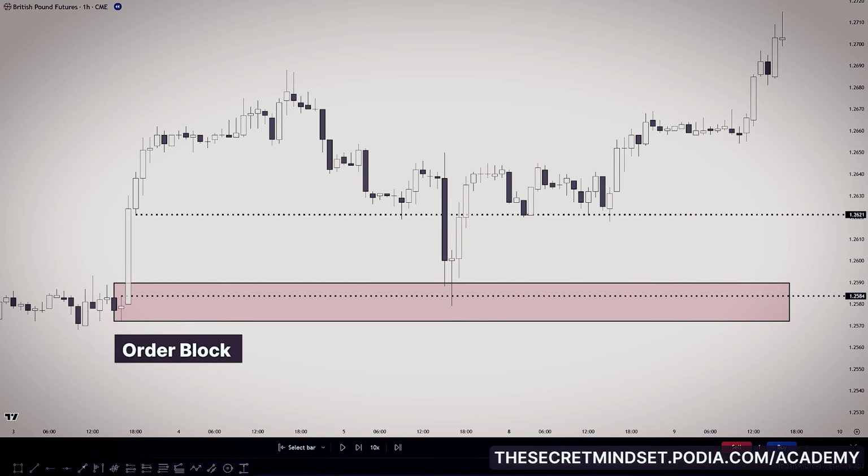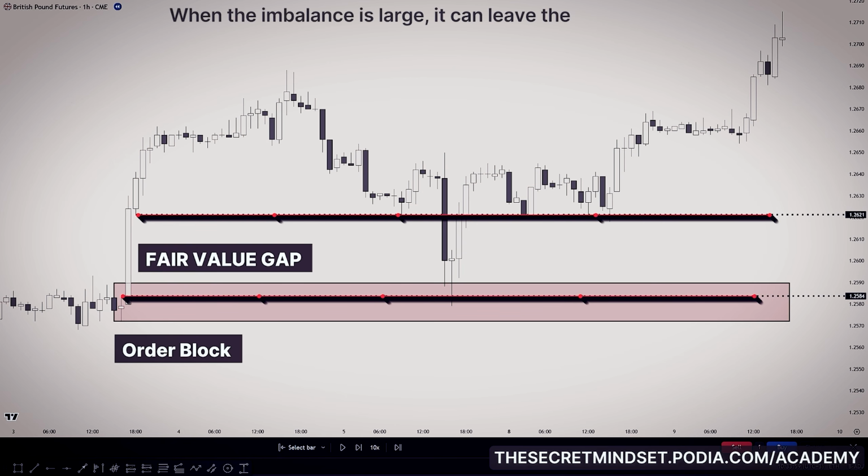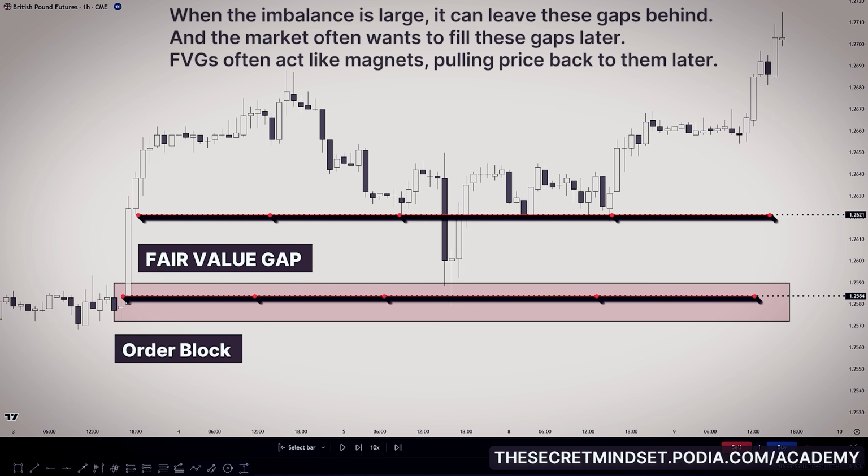Fair value gaps are all about speed. When price moves too fast, it can leave these gaps behind, and the market wants to fill them. That's why they often act like magnets, pulling price back to them later.